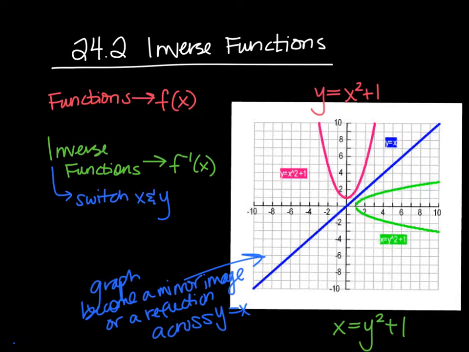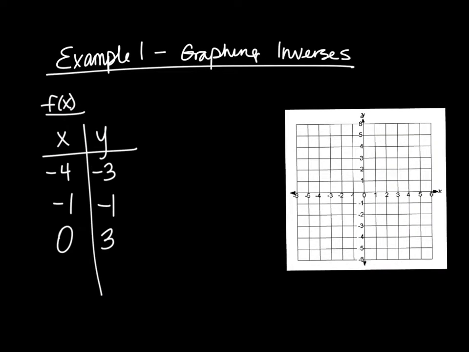All right, so let's look at what these look like. We have two examples today. The first one is going to be for us to find an inverse and to graph it. So I'm going to start by just graphing this original function, and I'll graph it in blue. That's going to be negative 4, negative 3, if I plot that point, negative 1, negative 1, and 0, 3. If I connect it, I get that kind of looking shape right there.